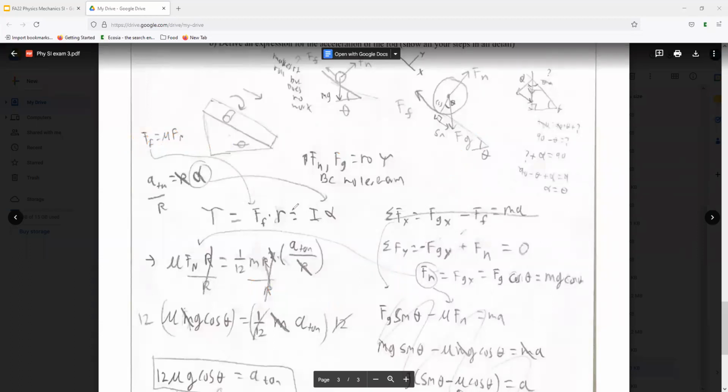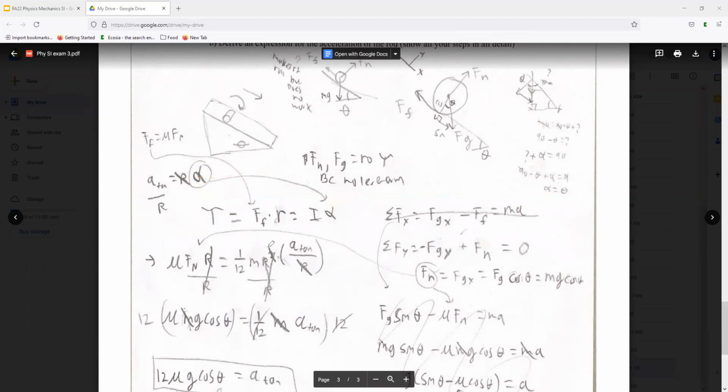By plugging it in, you have your I, which was given to you. You can solve for alpha using tangential acceleration. This is just an equation that you knew or should have known. And then this is again an equation that you should have known. So plug that in. You divide by R to get rid of this R. That gives you this. And you can plug that into there, which gets you this.